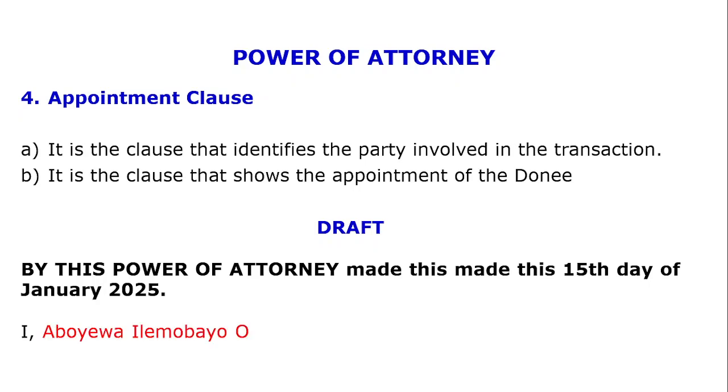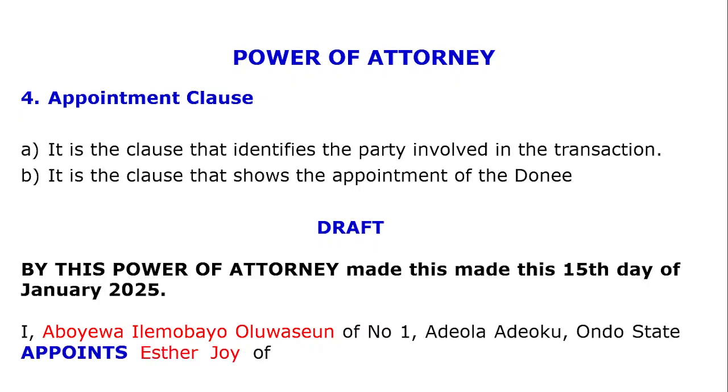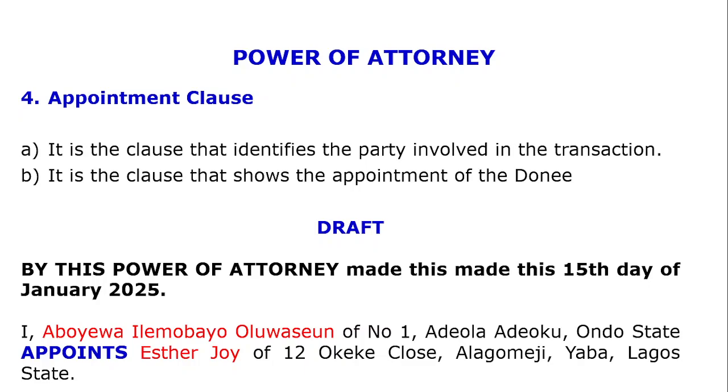I, Aboyewa Ilemobayo Oluwaseun of number 1, Adiola Odieku, Ondo State, APPOINT Esther Joy of 12 Okeke Close, Alagomeji Yaba, Lagos State. So you can see that even if you don't know there's an appointment clause, by looking at how this has been drafted, it shows you that this is an appointment clause. But notice that this appointment clause is disclosing the identity of the donor, which is Aboyewa Ilemobayo Oluwaseun, and also the identity of the donee, which is Esther Joy. But notice that this main word APPOINT is in capital letters. So please ensure you put it in capital letters.